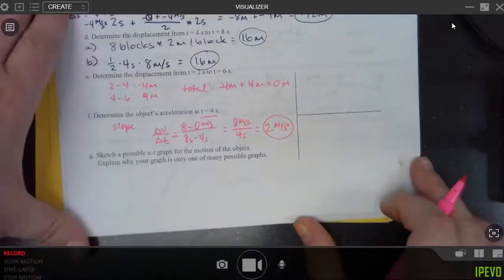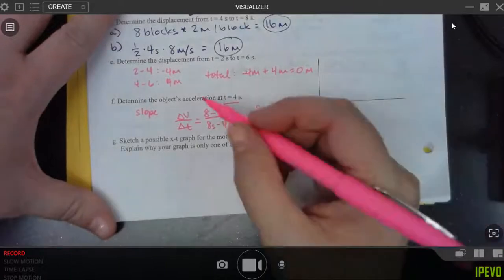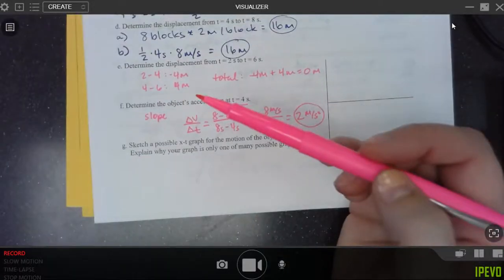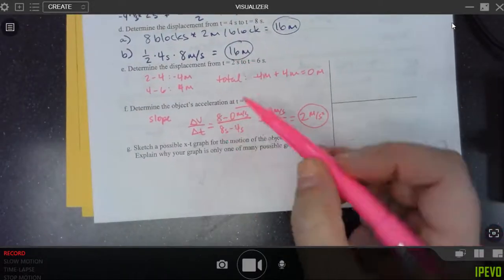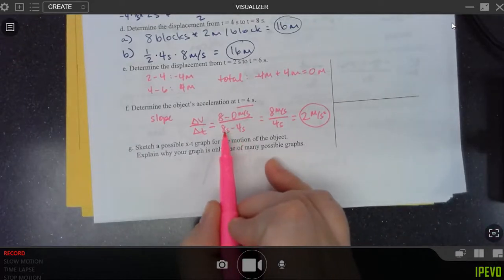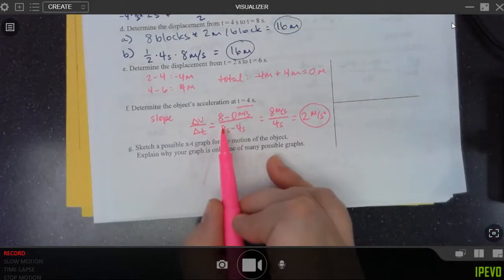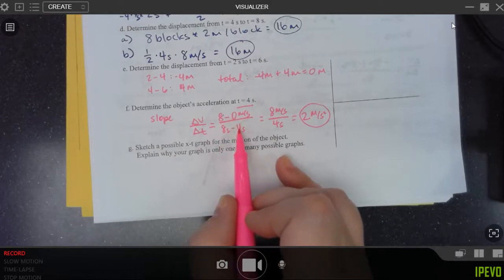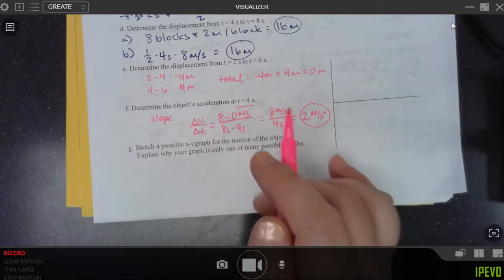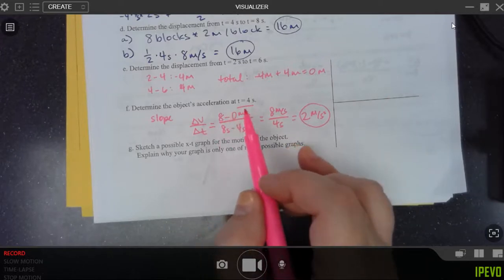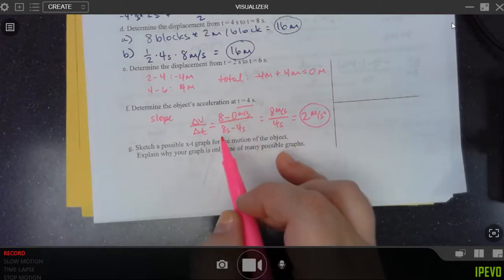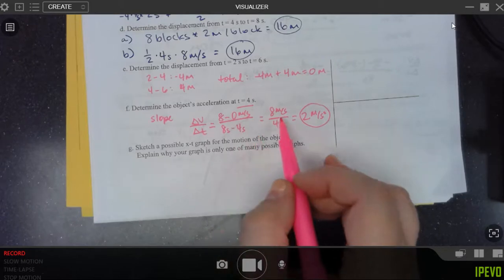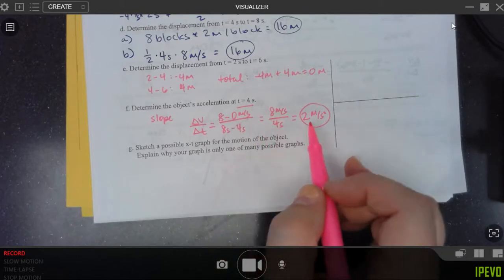Oh, sorry, I need to scoot that up. So if I'm looking at just the data there from 4 to 8 seconds, that's reflected down here with the time. I'm going to subtract my final position and final time, sorry, from my final position, final time, the initial position and time for that point. So I'm going to do 8 meters per second minus 0 meters per second divided by 8 seconds minus 4 seconds. I got 8 meters per second divided by 4 seconds for 2 meters per second.